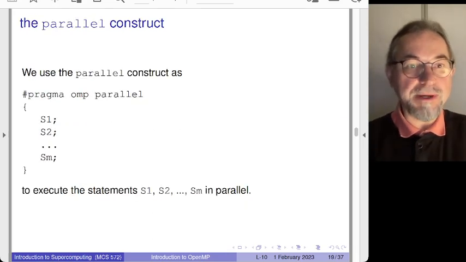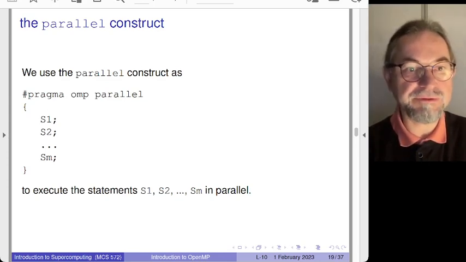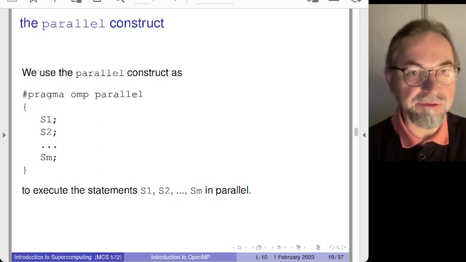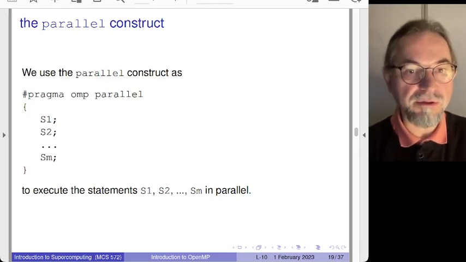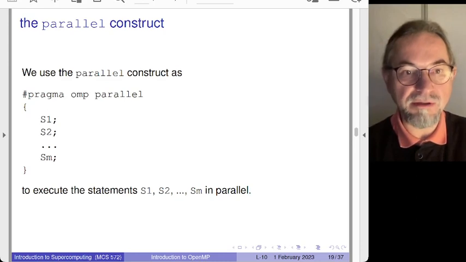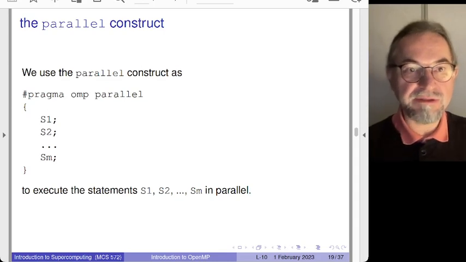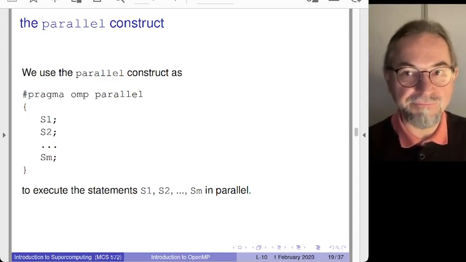Okay, so the parallel construct will execute a number of statements in parallel. So this is the parallel region that is executed. So all the instructions are executed in parallel. And here the important point is how this is done. So the scheduling of the threads.